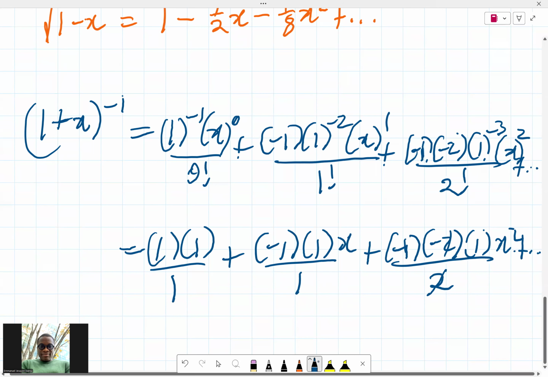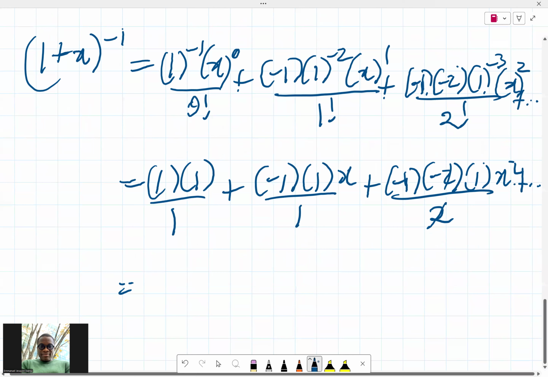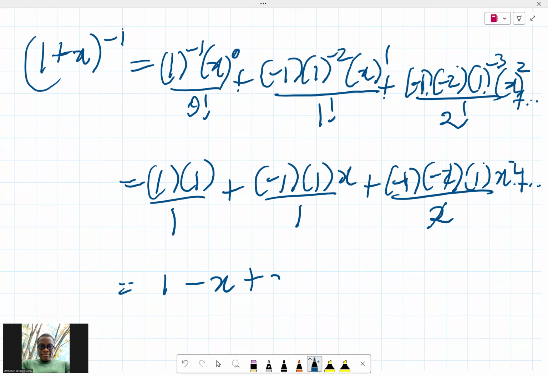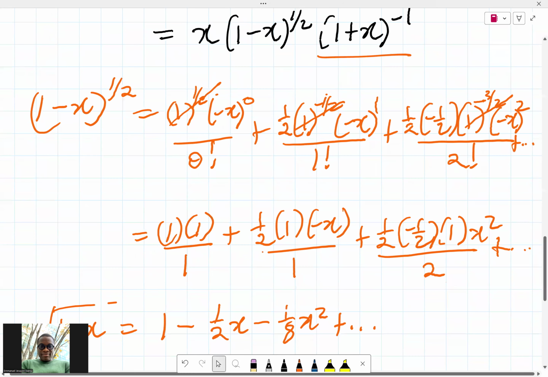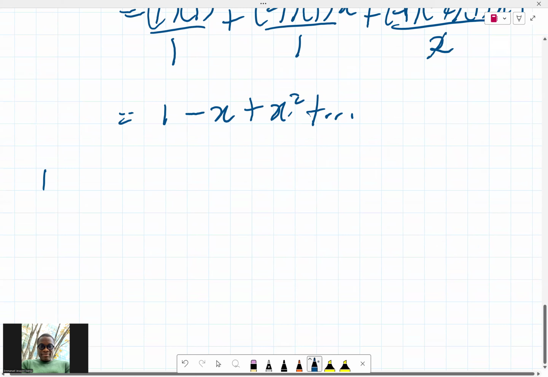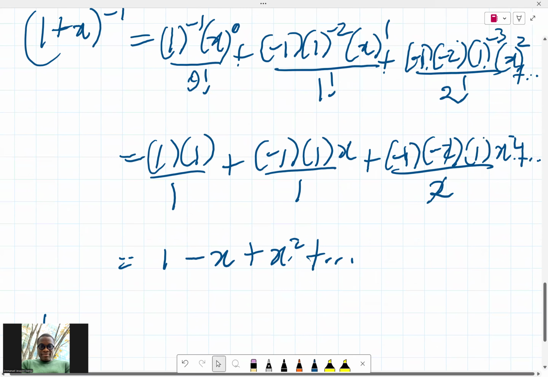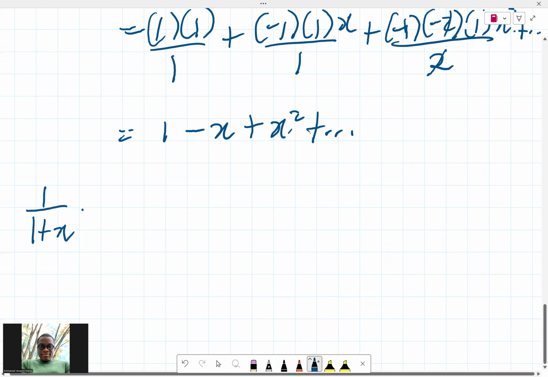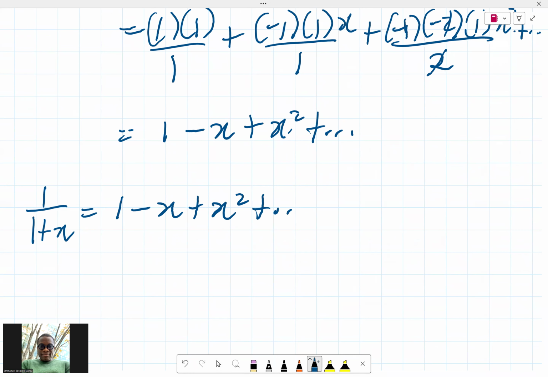So 2 cancels this 2 right here. So we have 1 times 1 divided by 1, that's 1, minus x. Then here, minus and minus is plus, that's plus x squared. And that goes on like that. So from here, we see that 1 over 1 plus x is equal to 1 minus x plus x squared, and so on and so forth.